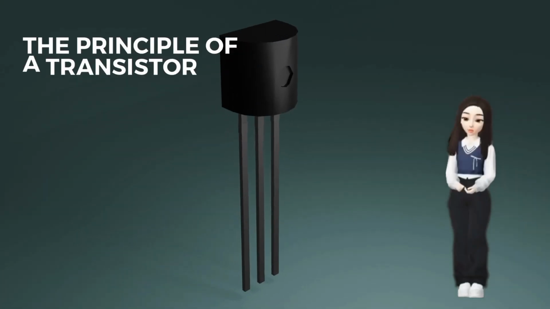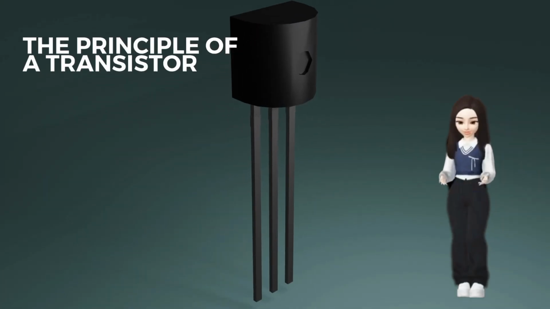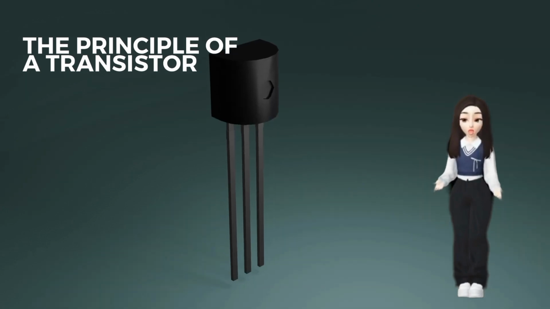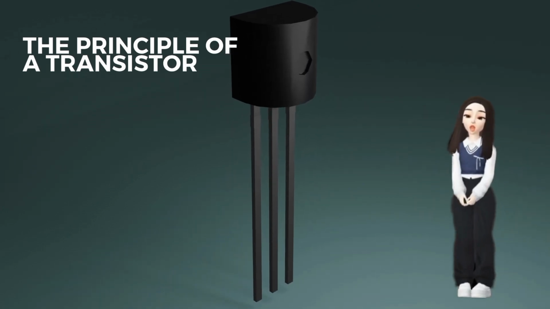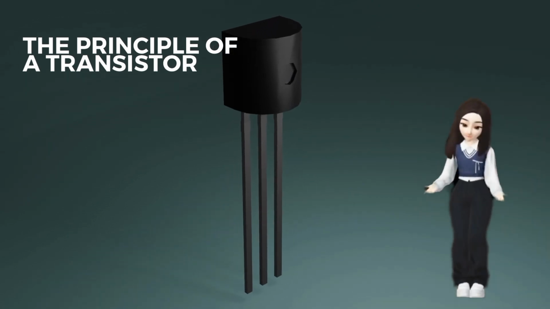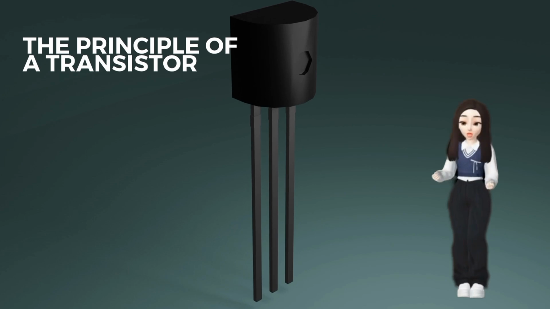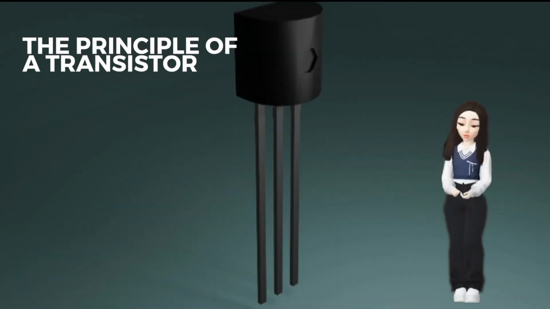The principle of a transistor. The basic principle of how a transistor works is that there will be no current between the collector and emitter if the base is not given a phase voltage or bias. A transistor enters the conduction state, allowing current flow between collector and emitter, when a sufficient voltage is applied to the base.